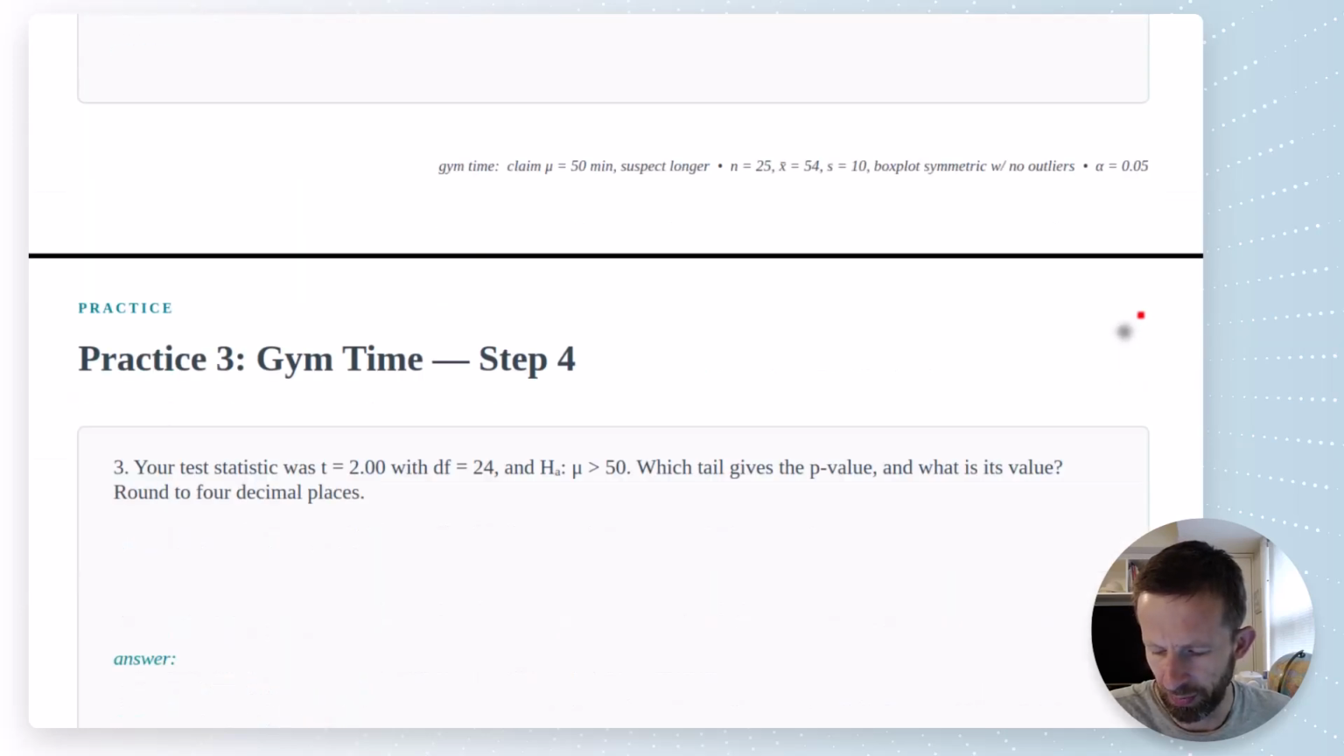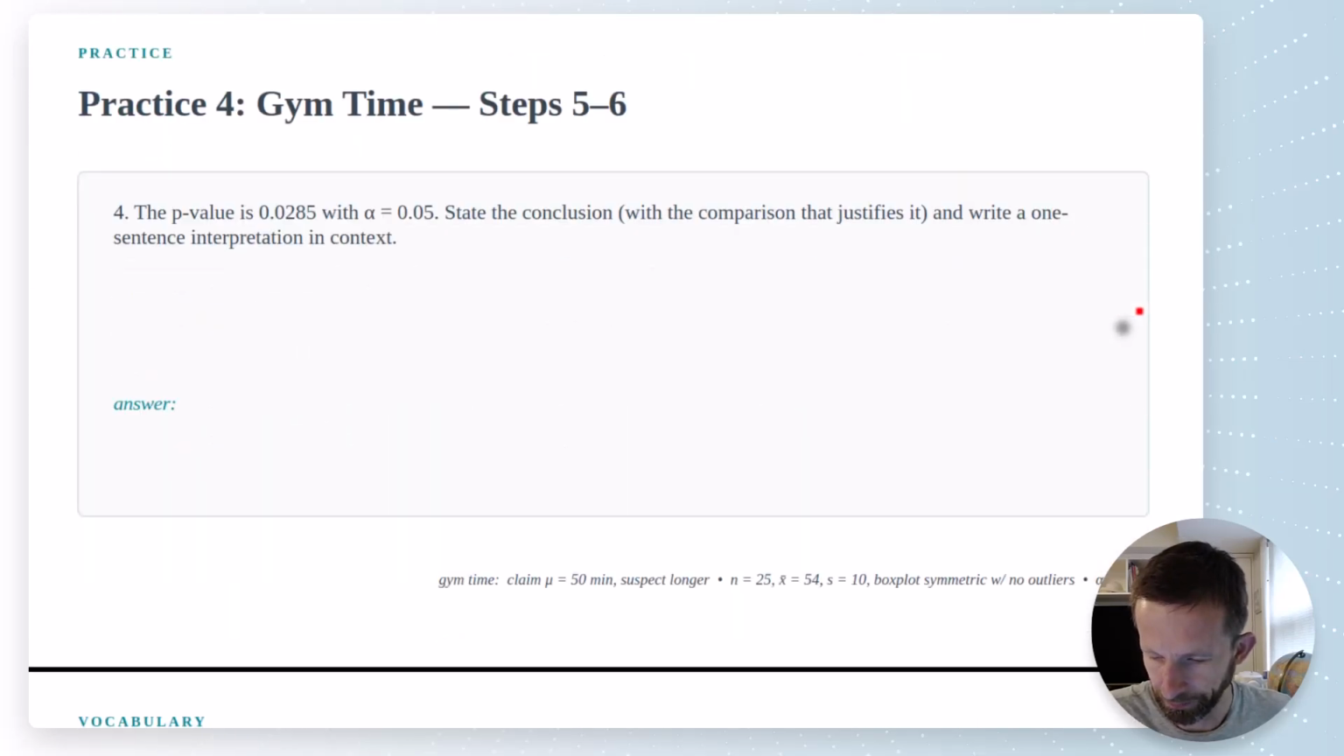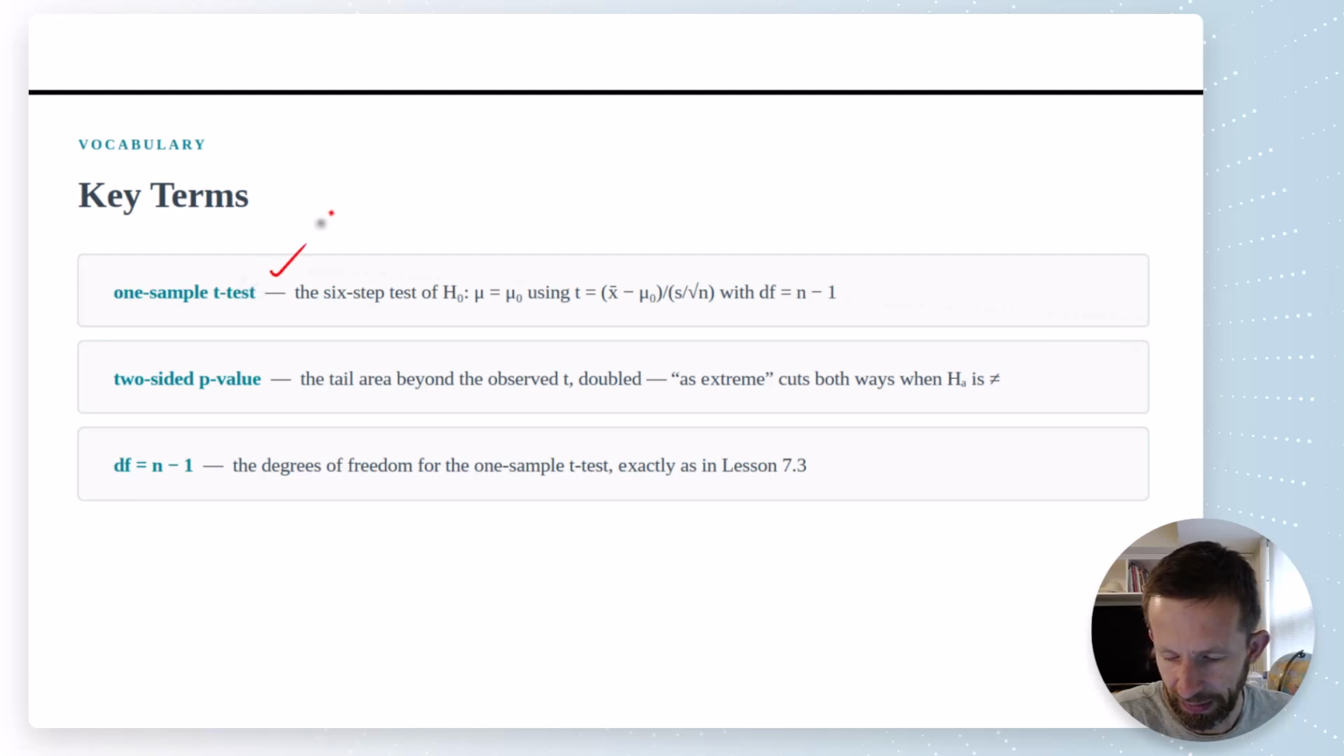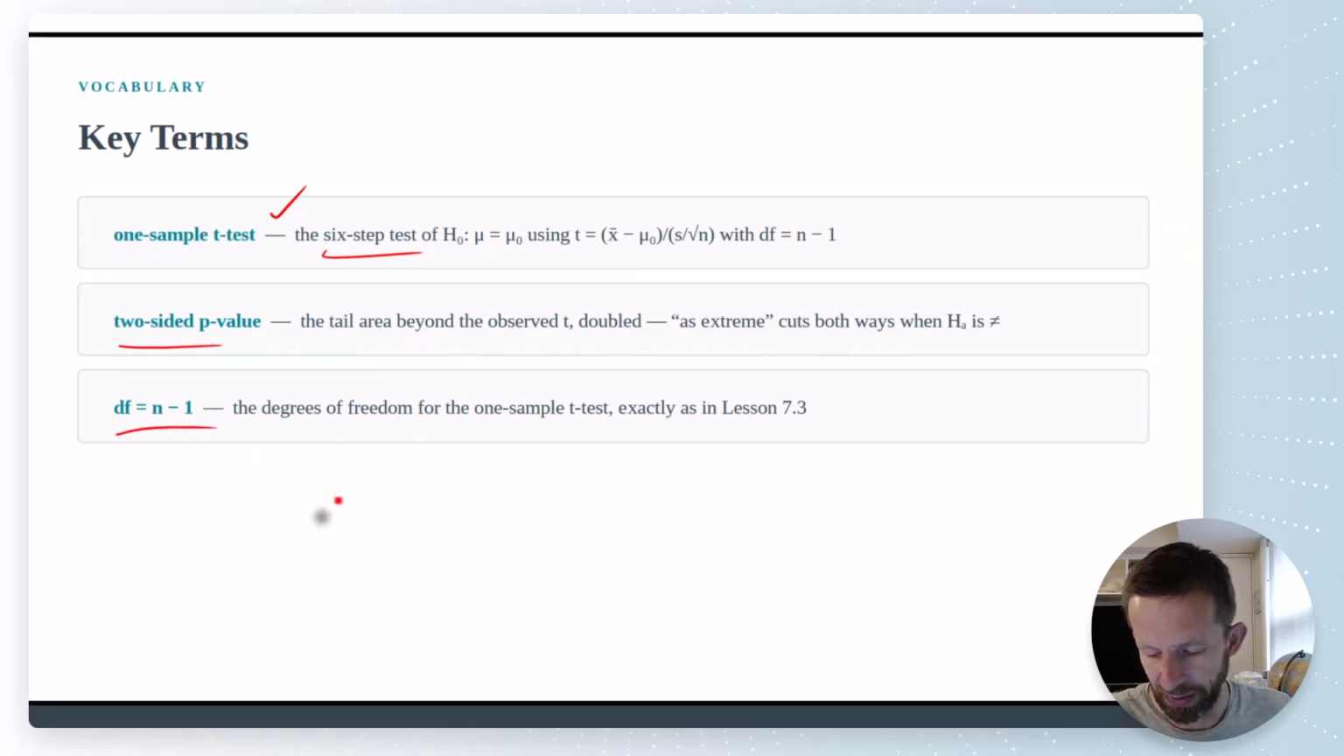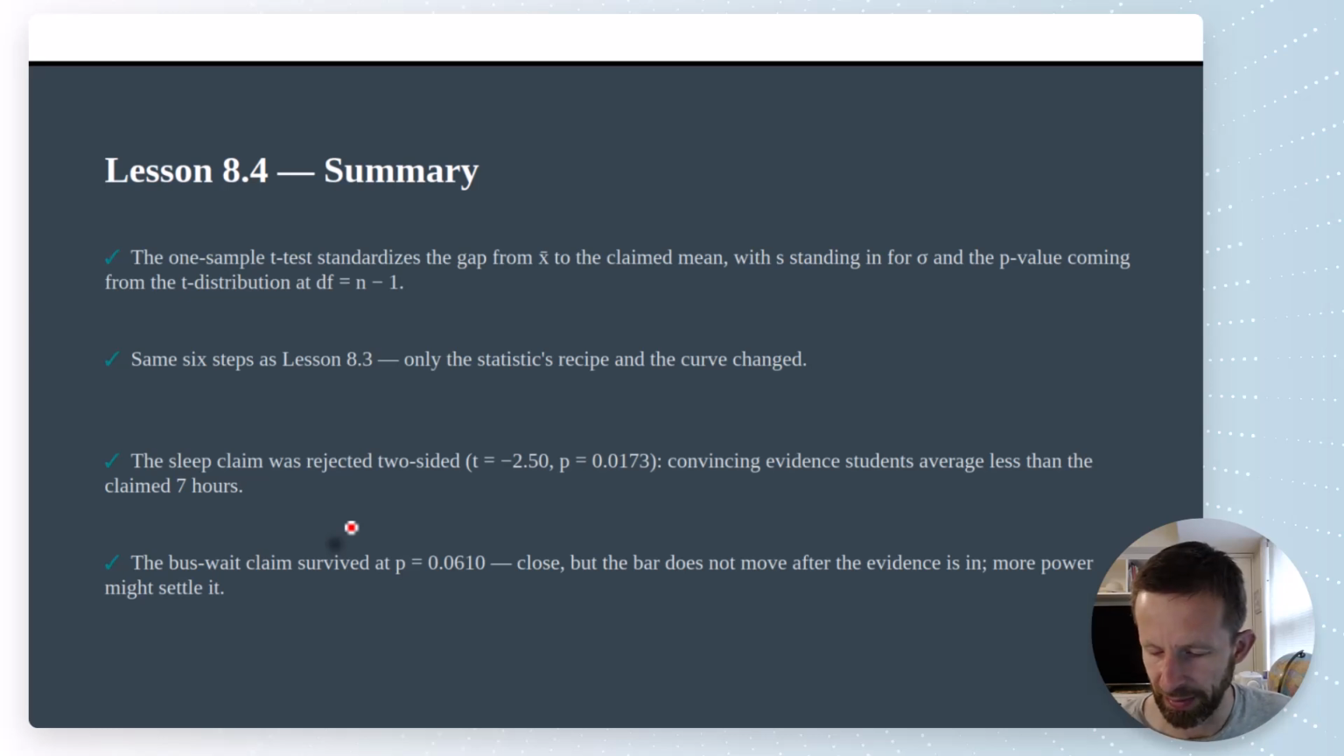Here it walks you through a bunch of steps, but that's essentially what we did. Key terms: one-sample t-test is the 6 steps of hypothesis testing. Two-sided p-value: if the alternate hypothesis is not equal to, we have to find the area on either end, and we have n minus 1 degrees of freedom. So that summarizes it. It looks at the gap between x bar and the claimed mean. The 6 steps are what we're working on.